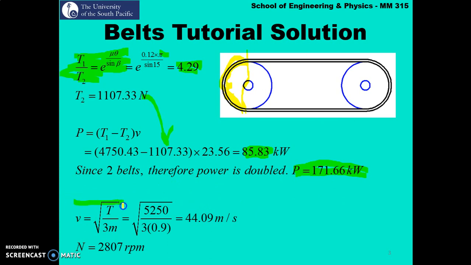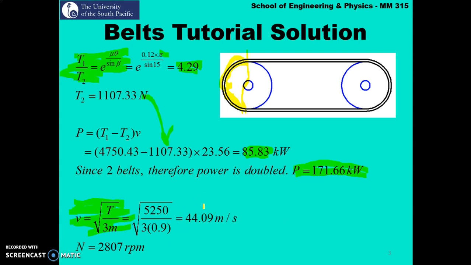To calculate the velocity for maximum power transmission, we use this formula, which says that your velocity is nothing but the square root of T over 3m. The maximum tension was given as 5250, we calculated it. The mass of the belt was 0.9. So we get our velocity to be 44.09 meter per second.